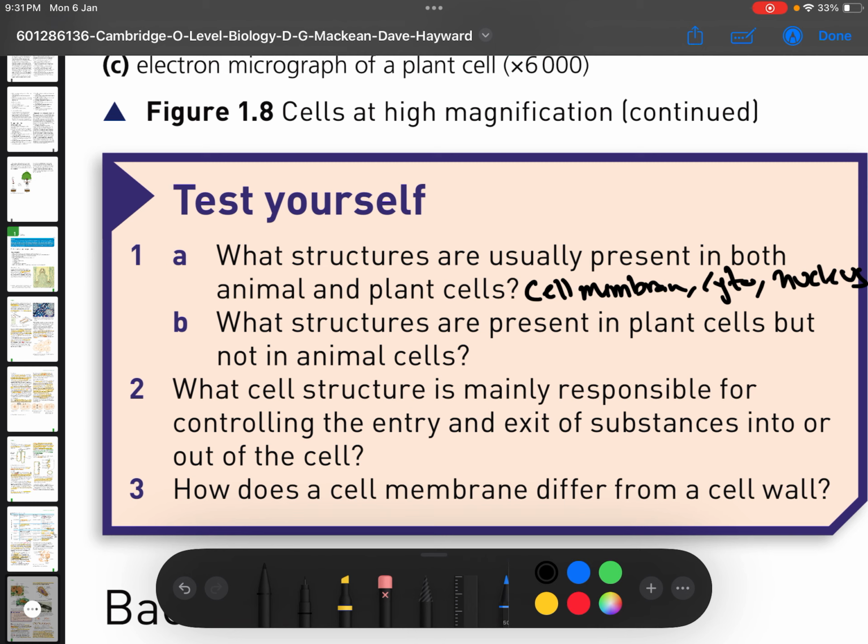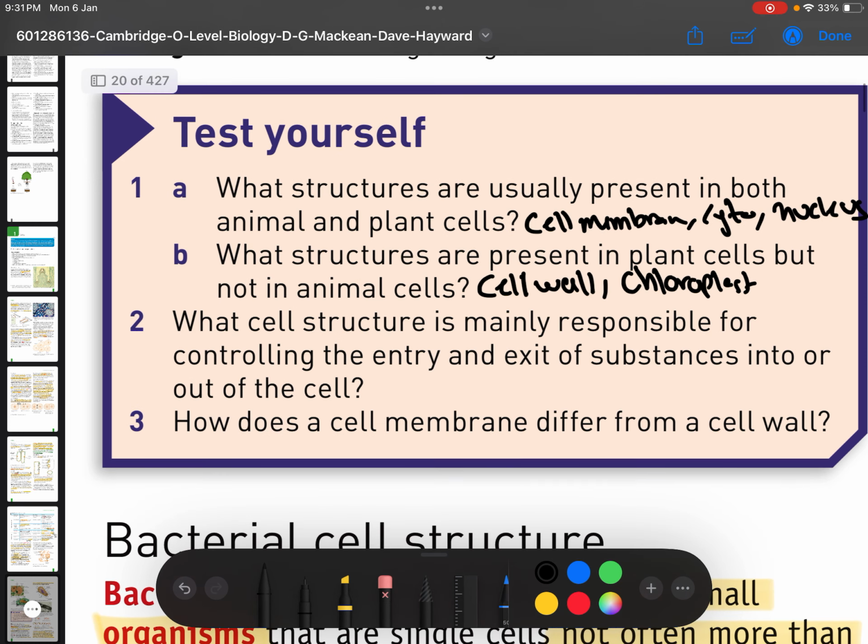Very good. Very easy. Now the structures that are present in plant cells but not in animal cells, that's also very easy. Now we start from outside again. Cell wall, and chloroplast. Which cell structure is mainly responsible for controlling the entry and exit of the cell? Very easy. As I said, the police, the structure that controls what enters and leaves the cell, I have stated multiple times. I'm going to tell you here again. It's cell membrane. Yep. Very easy.